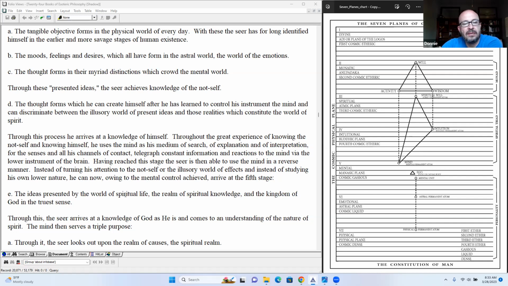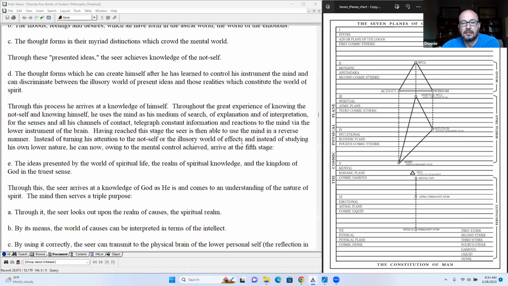So having reached this stage, the seer is then able to use the mind in a reverse manner. Instead of turning his attention to the not self or the illusory world of effects, and instead of studying his own lower nature, he can now, owing to the mental control achieved, arrive at the fifth stage, which is E, the ideas presented by the world of spiritual life, the realm of spiritual knowledge, and the kingdom of God in the truest sense. Thank goodness. Through this, the seer arrives at a knowledge of God as he is and comes to an understanding of the nature of spirit. The mind then serves a triple purpose.